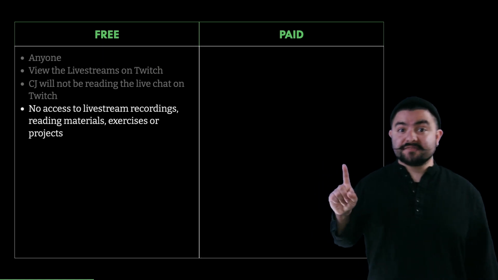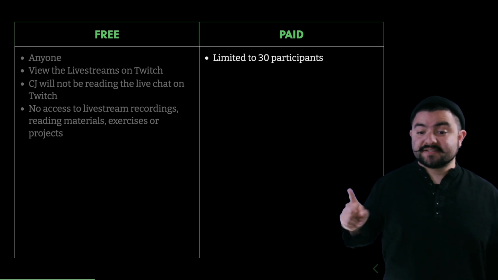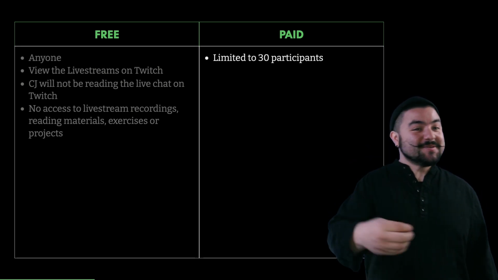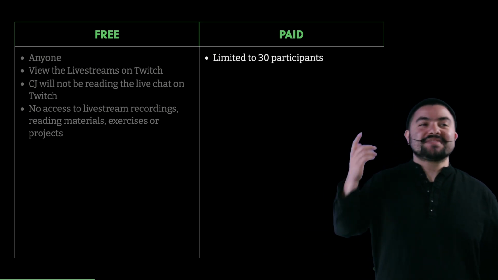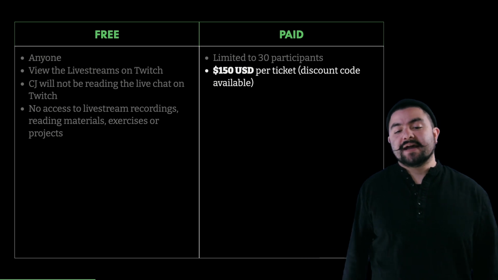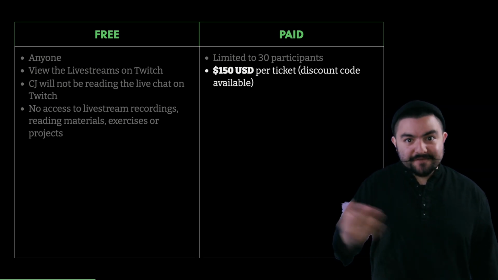Now, the paid version of this course is limited to 30 participants. Think of this as a live classroom where it's just going to be me, you, and potentially 29 other students. Tickets for this are $150, and there are discount codes available. Now, what are you getting for this ticket price?